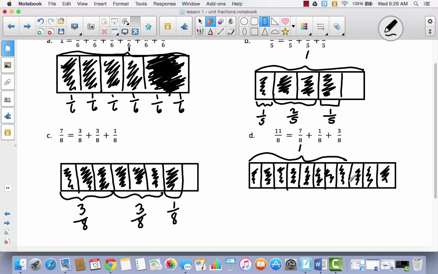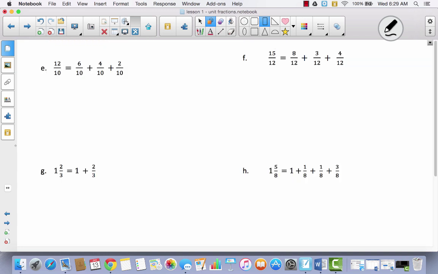Okay, so we've got 7 out of 8. So I'm going to come over here, I'm going to make one big bracket that takes up 7. 1, 2, 3, 4, 5, 6, 7. So that is 7/8. And then I'm going to do 1/8. And then I've got 3/8. And that equals 11/8. Or 1 3/8. Okay? All right. So let's do E.